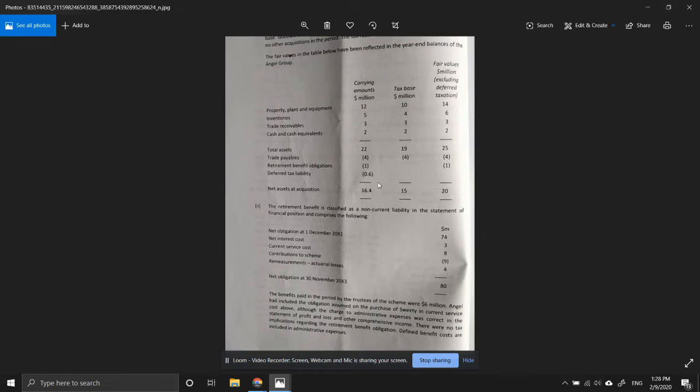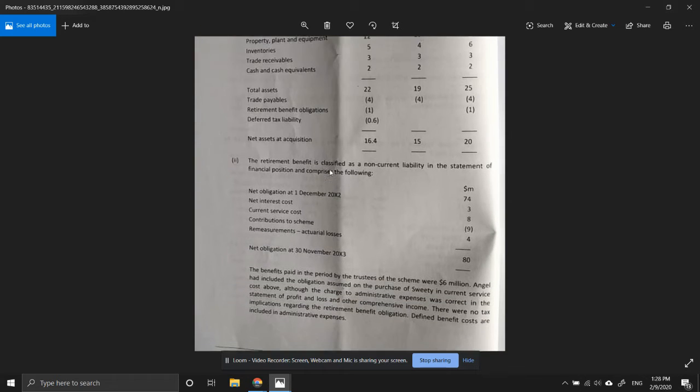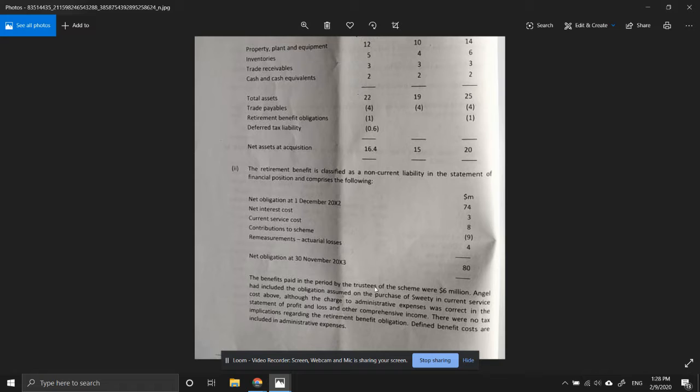So we've been given the retirement benefits reconciliation as well. The net obligation is this figure, and then net interest this, service cost this, contribution to scheme this, remeasurement component this. What else do we need to solve in this is that the benefits paid in the period by the trustees of the scheme were 6 million, right? Angel had included the obligation assumed on purchase of Sweetie in the current service cost above.